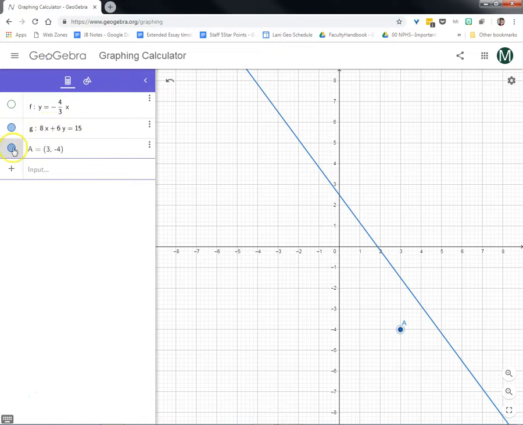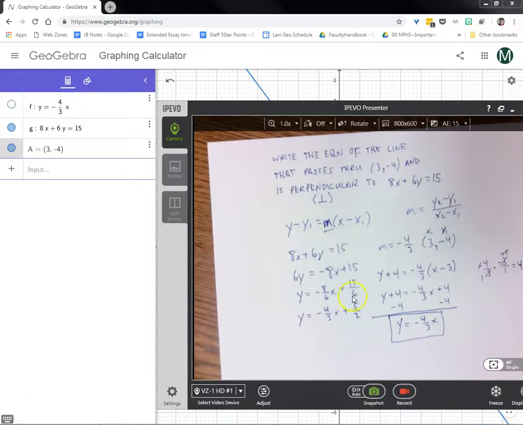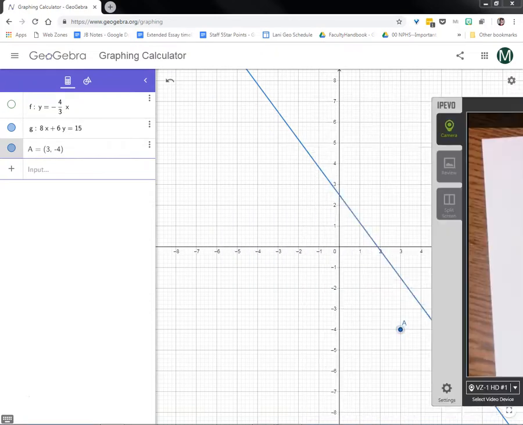I want to point out that what we were given was this line, 8x plus 6y equals 15, and we were given this point, 3 comma negative 4. And we were told to write the equation of the line that goes through this point. Looking at it graphically is so worthwhile because it really makes more sense what you're trying to accomplish. A lot of times people will discover whatever the y-intercept is, like in this case they might discover that the y-intercept was 5/2, and they'll say, oh, it's negative 4/3 x, and then they'll just change the y value to negative 4. That's not correct. You don't get the right answer.